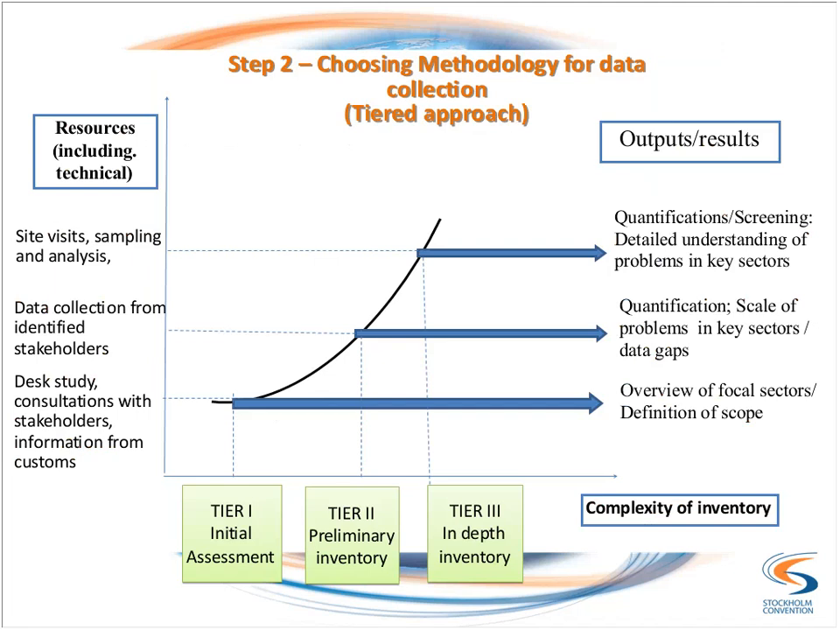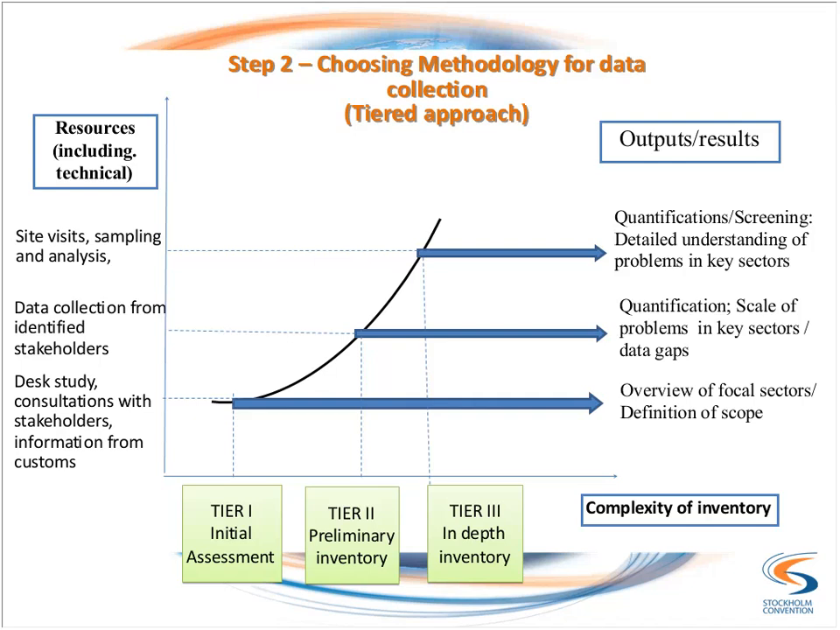This is a graphic of the resources you might need to use and the complexity of the inventory you are getting, so that your outputs and results are very clear for you. This is a 3-tiered methodology that goes from an initial assessment to an in-depth inventory.